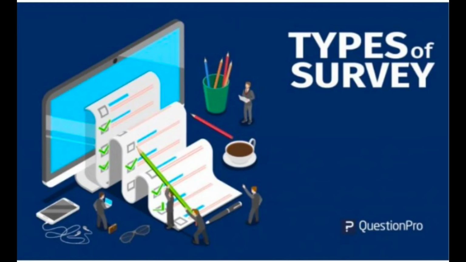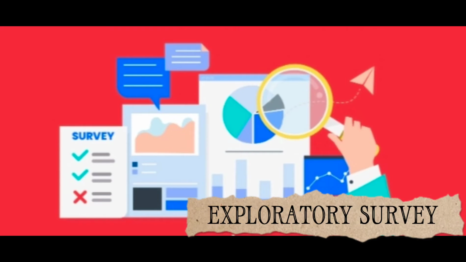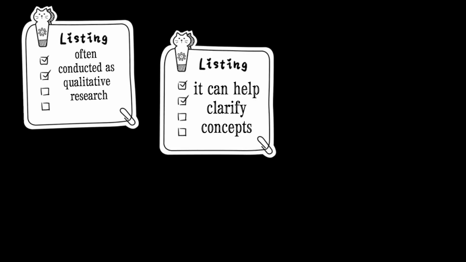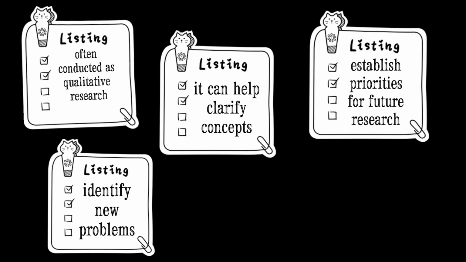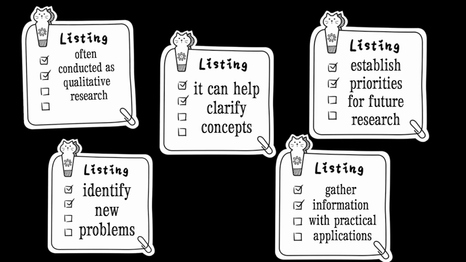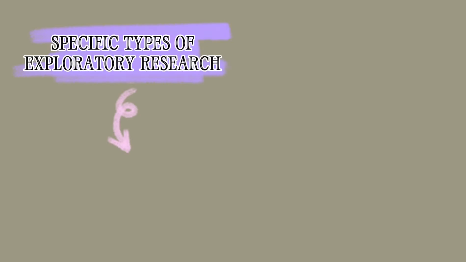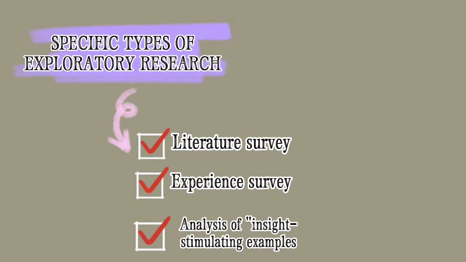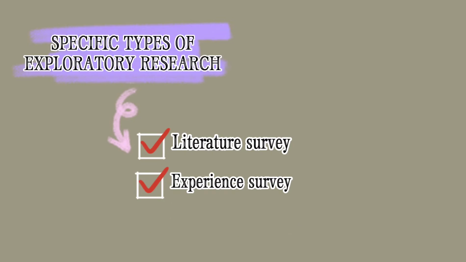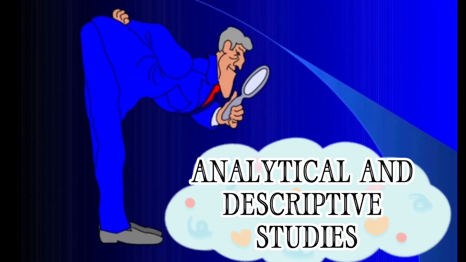Types of survey studies. 1. Exploratory survey, often conducted as qualitative research. It can help clarify concepts, establish priorities for future research, identify new problems, and gather information with practical applications. Specific types of exploratory research: literature survey, experience survey, analysis of insight-stimulating examples, analytical and descriptive studies.